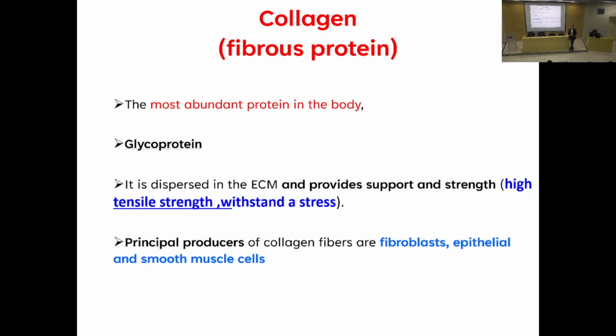Okay. So the second type is collagen. Everybody has heard about collagen. It is a very famous protein, because collagen is the most abundant protein in our body. We find it everywhere. You find it in the skin, in your teeth, in the cartilage. You find it everywhere in our body. So that's why it has become a very important molecule.